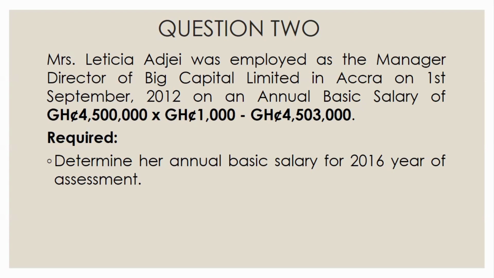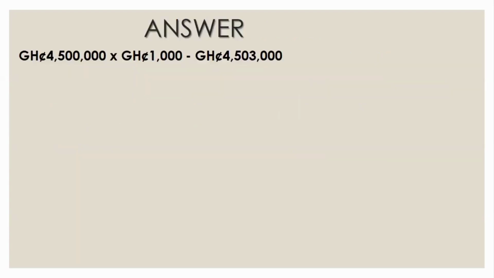Just like we did for the other one, here we will also need to bring our salary scale, which was 4,500,000 Ghana cedi, increased by 1,000 Ghana cedi up to a maximum of 4,503,000. So bear in mind that in calculating our basic salary, it should not exceed the maximum figure, which is 4,503,000. So we start the procedure again.